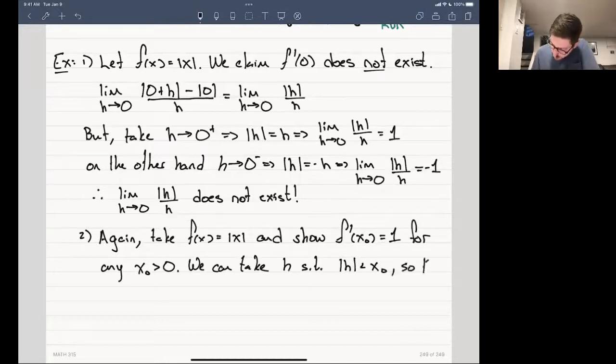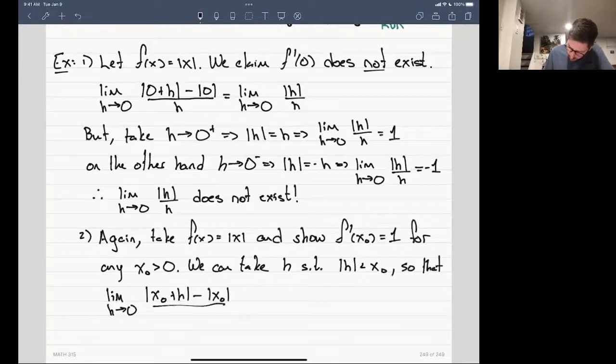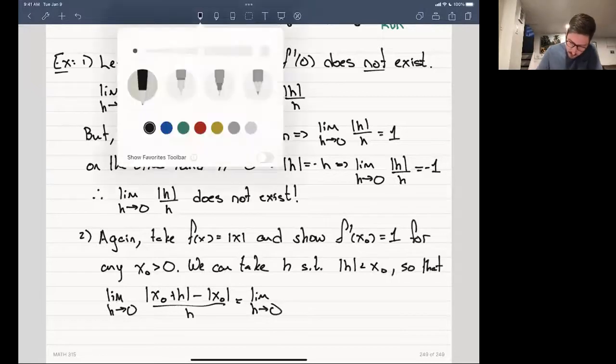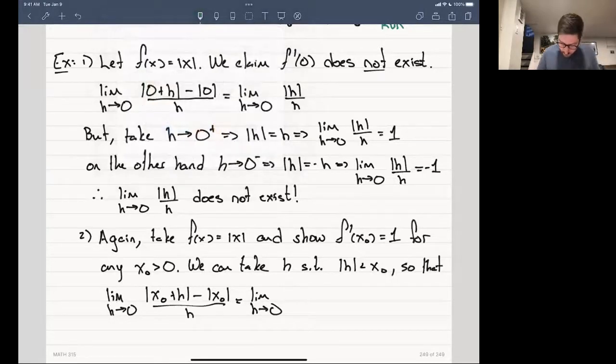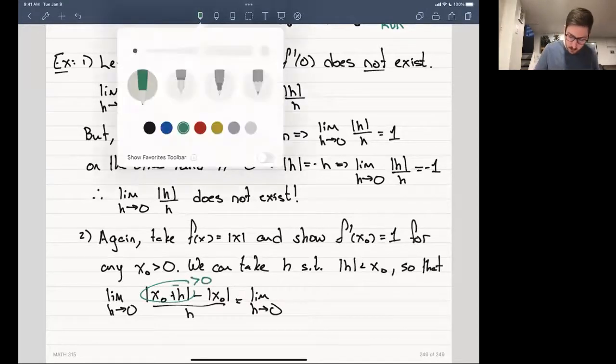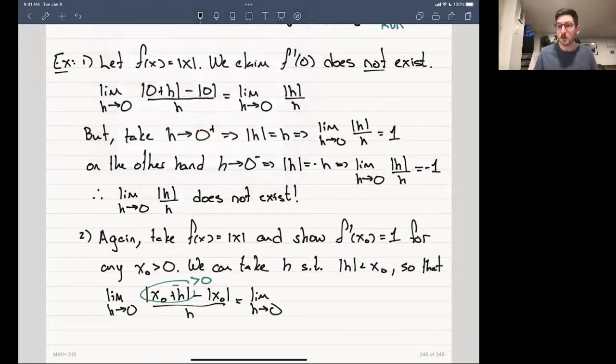And so we can see that the limit here as h goes to 0, well, let's write it out. This is x0 plus h minus the absolute value of x0, divided by h. That's just f of x0 plus h minus f of x0 divided by h, right? It's your usual quotient for the derivative. Well, since the absolute value of h is less than x0, that tells us that x0 plus h, maybe I'll just circle it so you can see what I'm looking at, this thing is greater than 0. Right? Because h can't stretch all the way into the negative values when you're adding x0 into it.